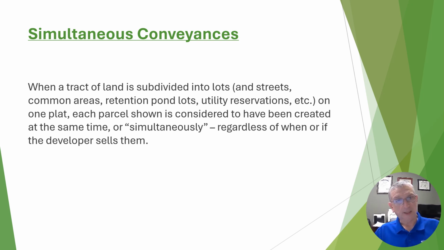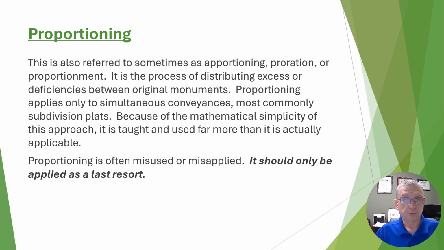But what we do get into that is unique to simultaneous conveyances is proportioning. You may hear this by other terms such as apportioning, proration, or proportionment. So it's the process of distributing excess or deficiencies in measurements between original monuments. So proportioning applies only to simultaneous conveyances, most commonly subdivision plats. Because of the mathematical simplicity, it is taught and used far more than it is actually applied.